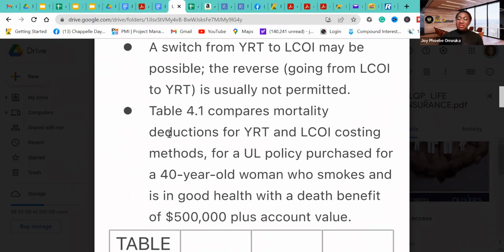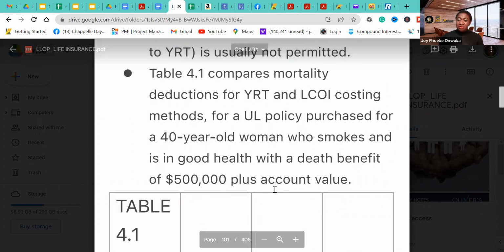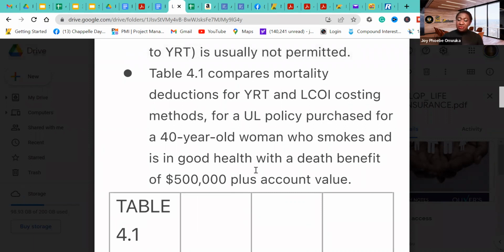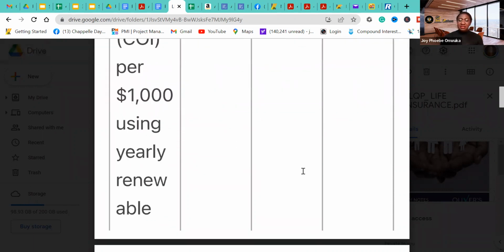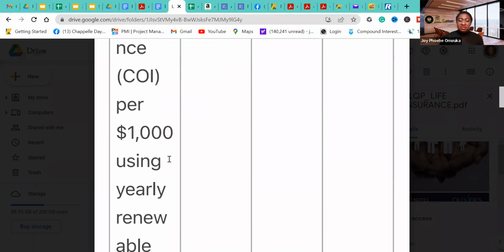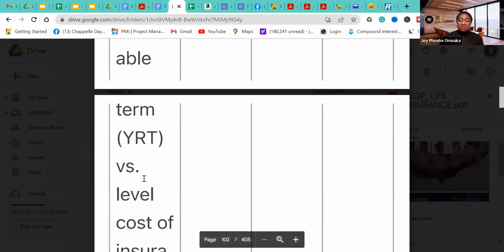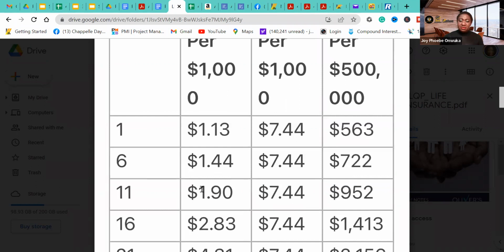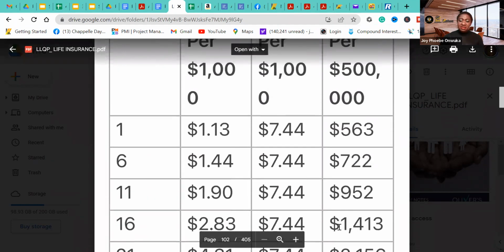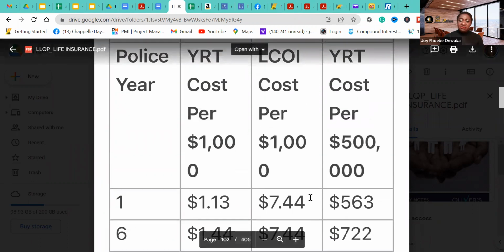Table 4.1 compares mortality deductions for YRT and mortality deductions for level cost of insurance, for a UL policy purchased for a 40-year-old woman who smokes and is in good health with a death benefit of 500,000 plus account value. Cost of insurance per 1,000 using yearly renewable term. Okay, so the first year is this. Okay, level cost of insurance.